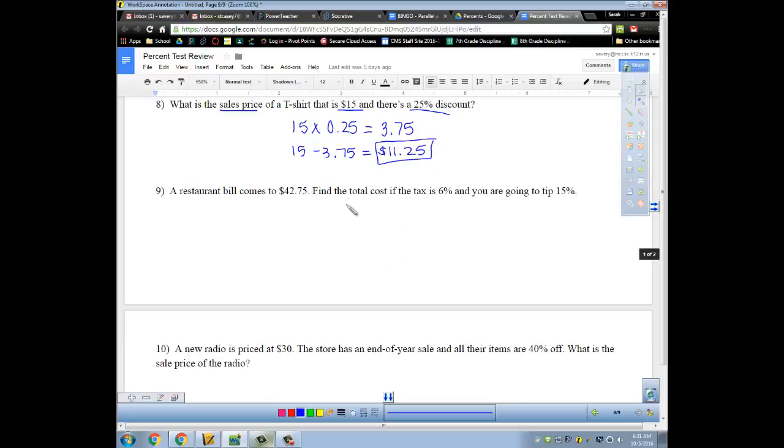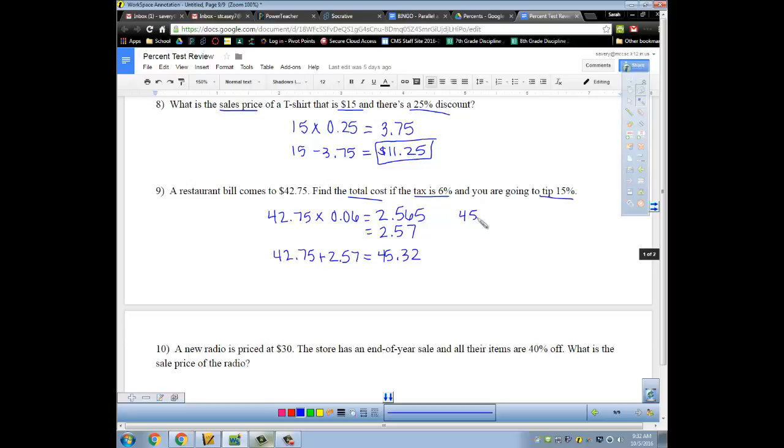Number 9, we have total costs. We have tax and tip, so we're going to do them separately. So we're going to do $42.75 times 0.06, so do the tax first, to get 2.565, which I'm going to go ahead and round to 2.57. Tax makes it more expensive, so we're going to add it to get 45.32.